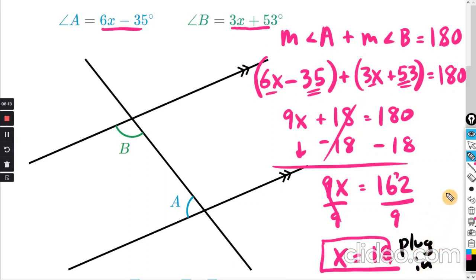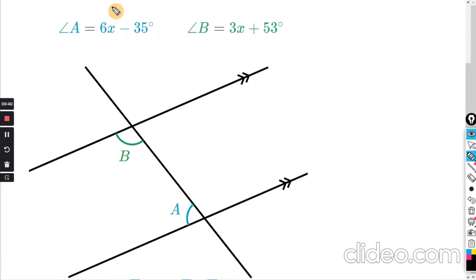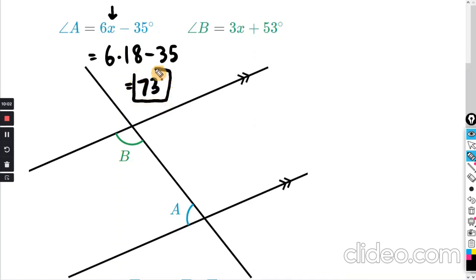And I'm pretty sure we're going to have to plug in for one of the angles. So they're asking us for the measure of angle A. So we're going to have to plug in 18 for x in angle A. All right, so we're going to plug in 18 in place of x for angle A. So that is going to be 6 times 18 minus 35. And on the calculator, I get 73. So that's in degrees. Okay, and that's your final answer.